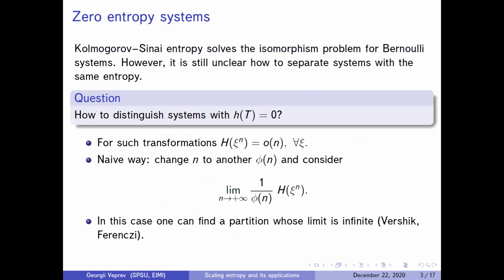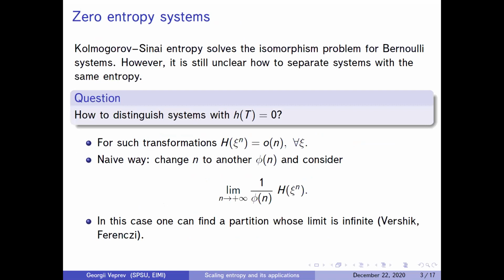And this entropy plays a crucial role in ergodic theory. So, for instance, it solves the isomorphism problem for Bernoulli actions, that is, two Bernoulli systems are isomorphic if and only if their Kolmogorov-Sinai entropies coincide. However, it's still kind of unclear how to separate systems with the same Kolmogorov-Sinai entropy.